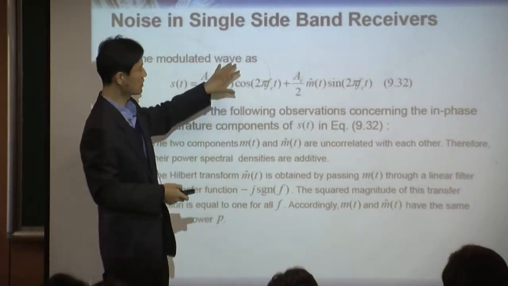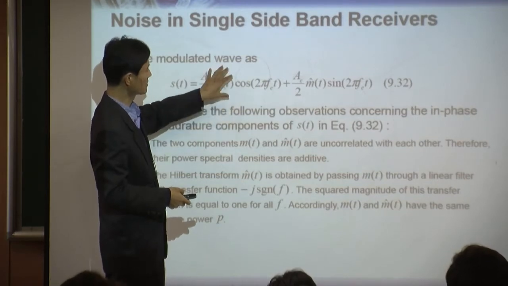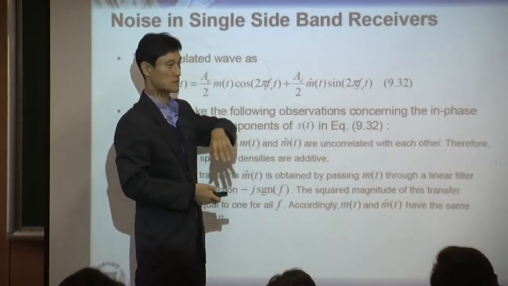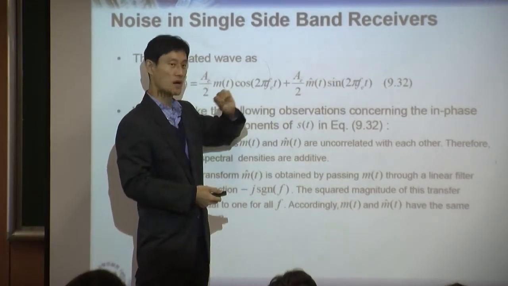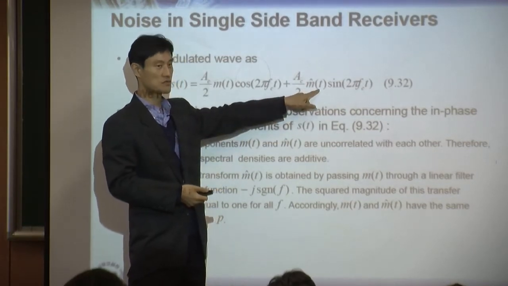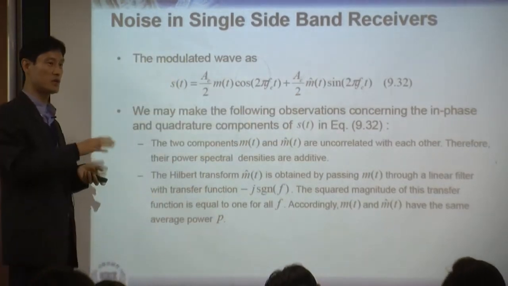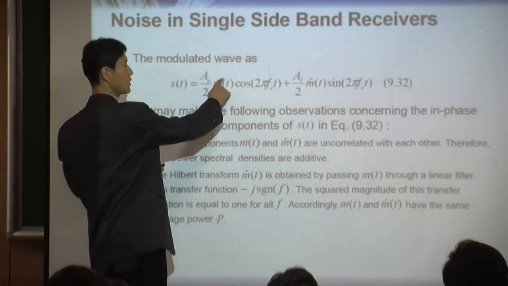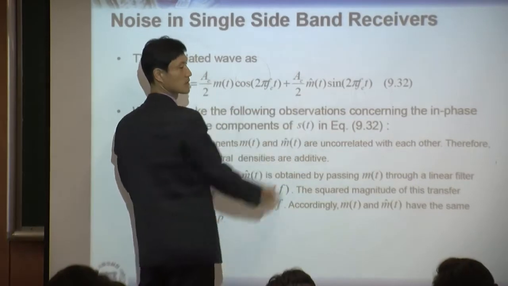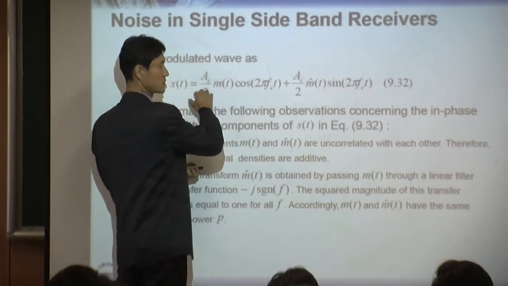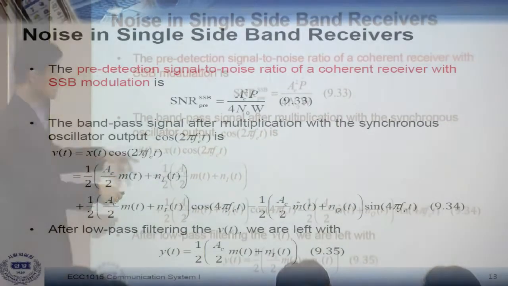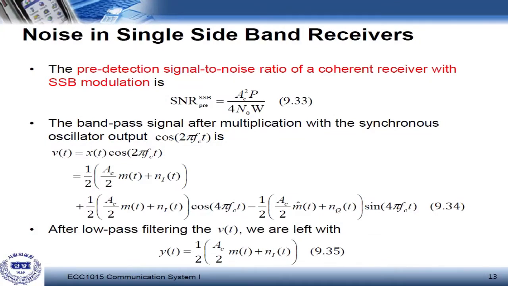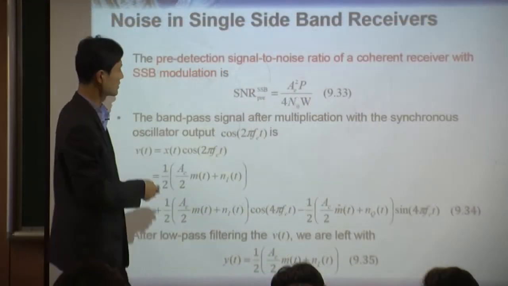So when you square this whole thing, what you end up getting is the square of this term and the square of that term, and that's the only thing. But m(t) and m hat(t) have the same power, right? Because this is a Hilbert transform, and the Hilbert transform does not change any amplitude. So the expectation of m squared is going to be P, and the same for this one. So when you square and take the expectation, these two will have the same value. Simply add them, and that's going to be the power. That is the power of Ac squared P divided by 2, I think, right? 4, actually, 4. Yeah, so that's going to be the signal power.